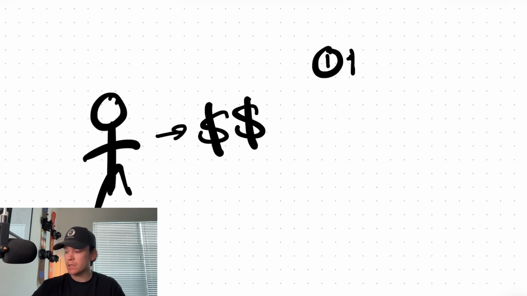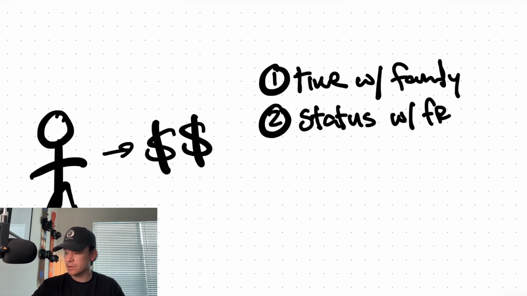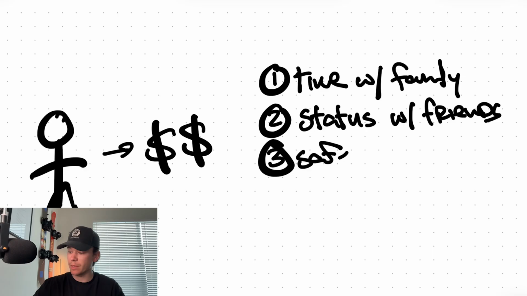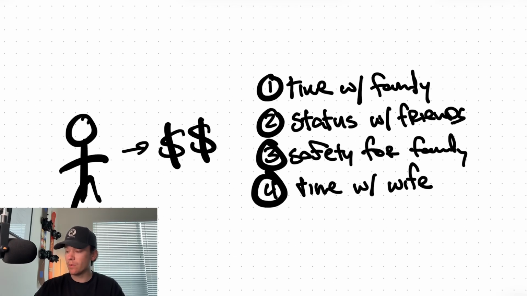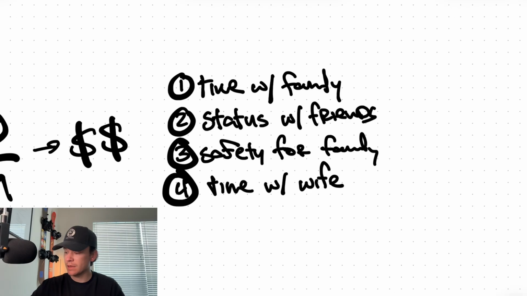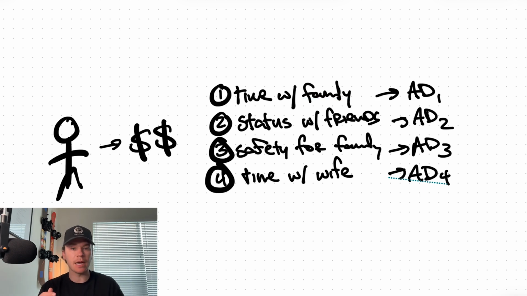Number one, he may want time with family. Number two, he may want status with friends. Number three, maybe he wants safety for family. Or number four, maybe he just wants time with wife. Very, very simple. And what this goes to show is each of these can then be turned into an ad angle. Ad one, ad two, ad three, ad four. That is essentially what coming up with ad angles ends up looking like.